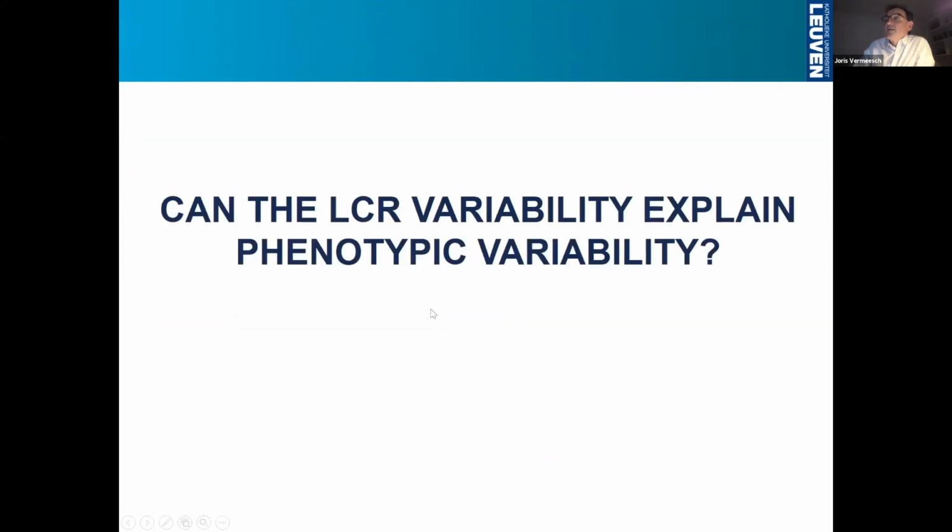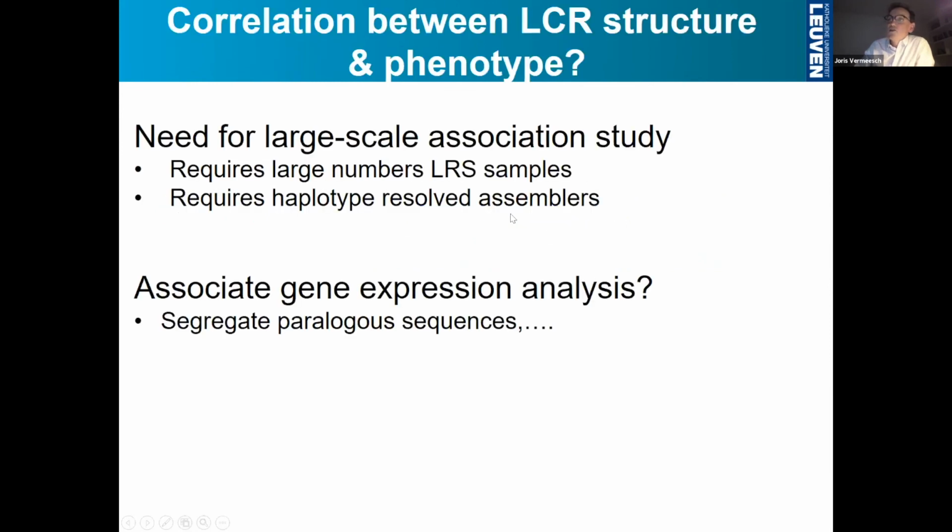And then I think the next question we can start addressing is, can this LCR variability explain some of the phenotypic variability? And this will come from large numbers of patients where we can do long-read sequencing. And we also require those haplotype-resolved assemblers. And then last but not least, I think we need the sequences in order to understand the expression of genes located in those regions, and we can use the variation present in these LCRs A, B, C, D to allocate which paralogs are expressed and which ones may make the difference there.